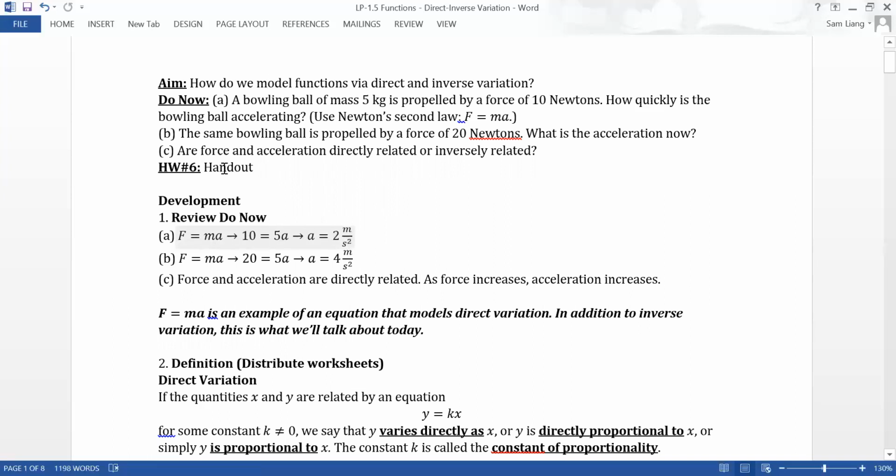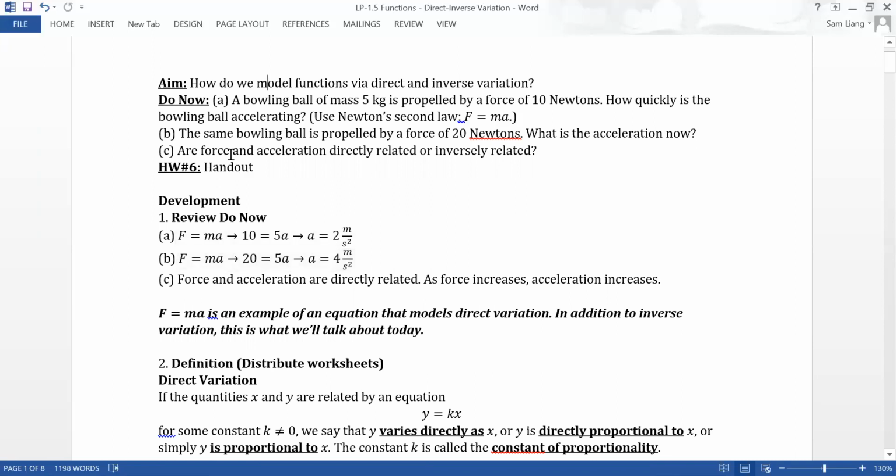Okay, part B. The same bowling ball is propelled by a force of 20 newtons. What is the acceleration now? Okay, so instead of 10, it's going to be 20, right? So 20 equals 5a. And then divide both sides by 5, you're going to get 4 meters per second squared. Okay, so as we can see, when the force doubles, right, from 10 to 20, the acceleration also doubles from 2 meters per second squared to 4 meters per second squared.